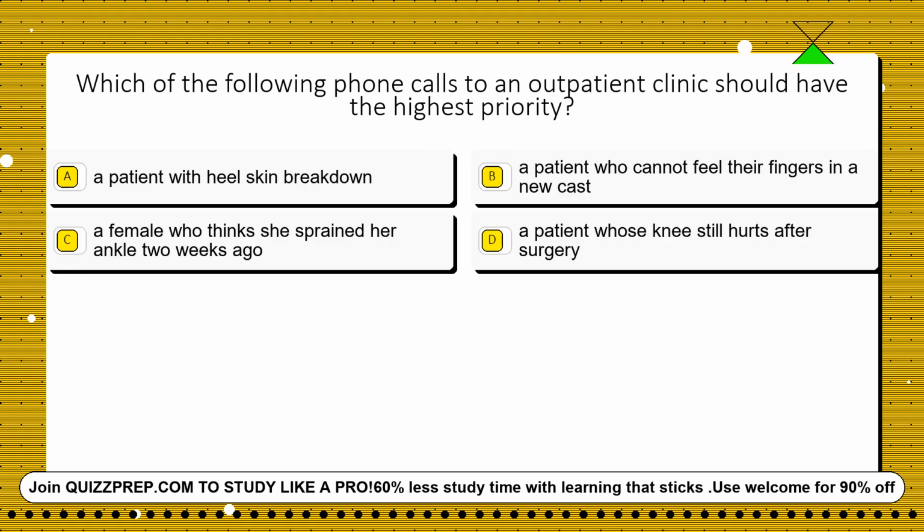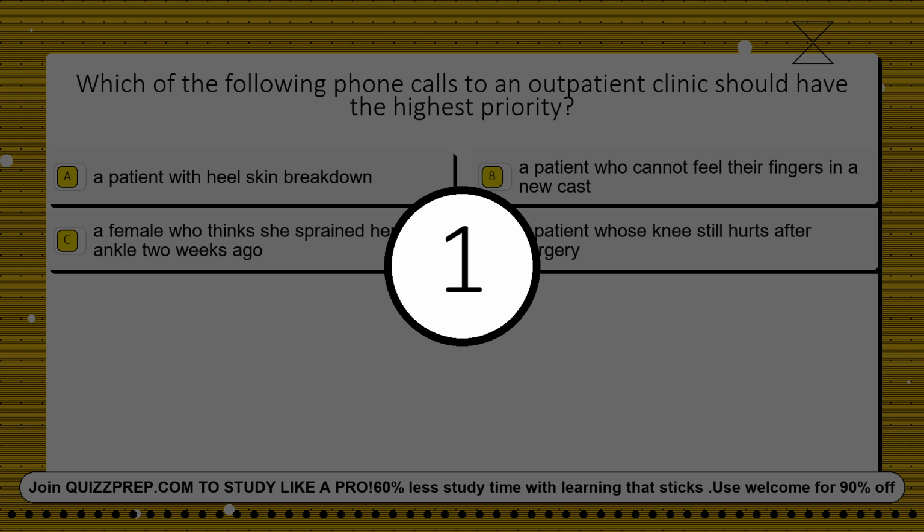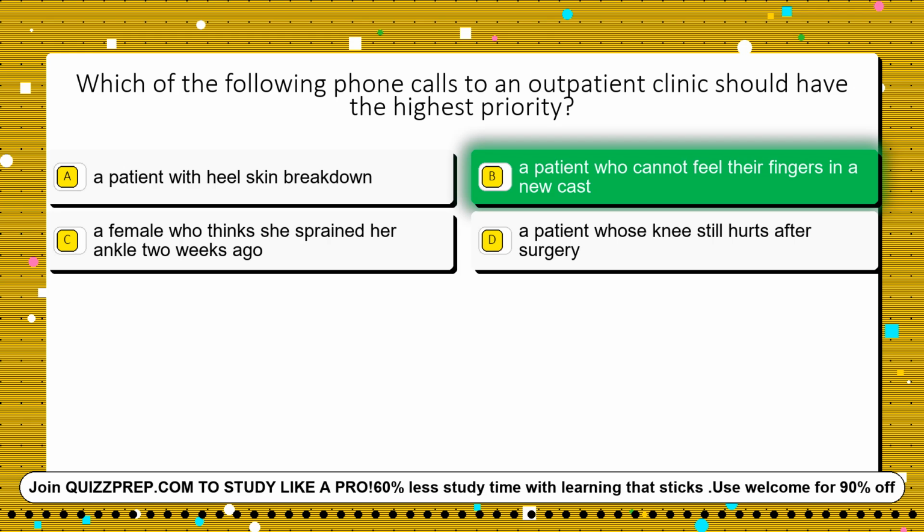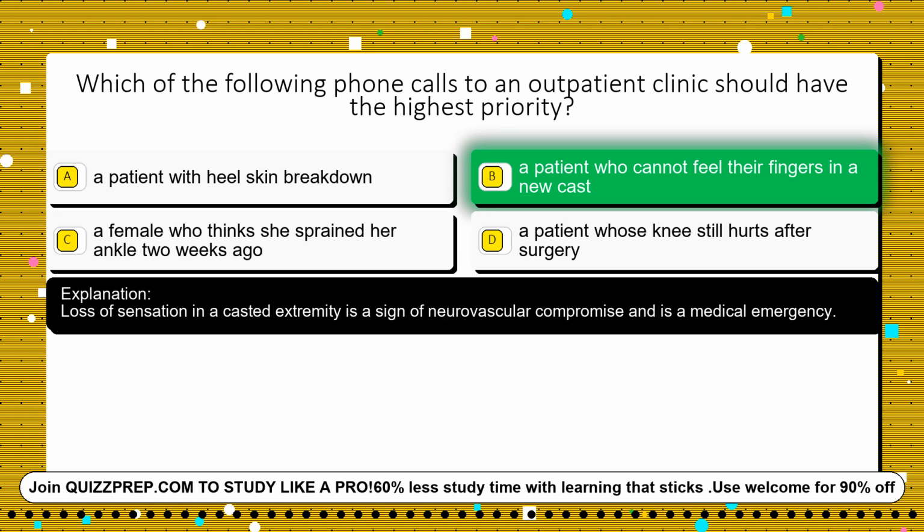Question 67. Which of the following phone calls to an outpatient clinic should have the highest priority? Option A, a patient with heel skin breakdown. Option B, a patient who cannot feel their fingers in a new cast. Option C, a female who thinks she sprained her ankle 2 weeks ago. Option D, a patient whose knee still hurts after surgery. The correct answer is option B, a patient who cannot feel their fingers in a new cast. Loss of sensation in a cast extremity is a sign of neurovascular compromise and is a medical emergency.